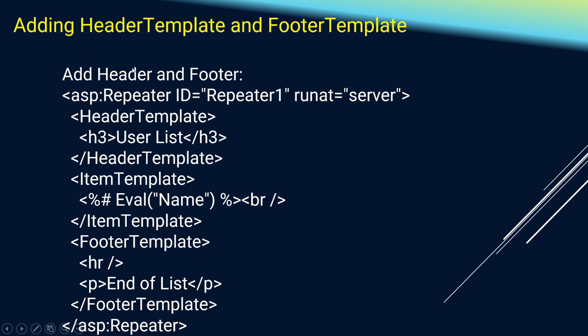The repeater also supports HeaderTemplate and FooterTemplate. Use these to add a title, column headers or summary information. They render once before and after the list items. This helps to make our output more user-friendly.